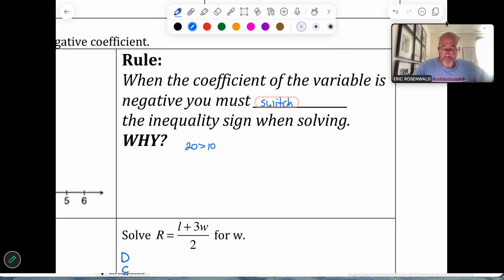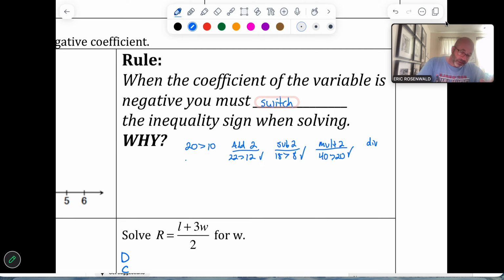It's a true statement. If I added 2 to this, we get 22 is greater than 12. Is that still true? Sure is, okay? If I subtract 2, look at what we get. We get 18 is greater than 8. Is that still true? Yes. Let's say I multiply by 2. If I multiply both sides by 2, I get 40 is greater than 20. Is that still true? Yes.